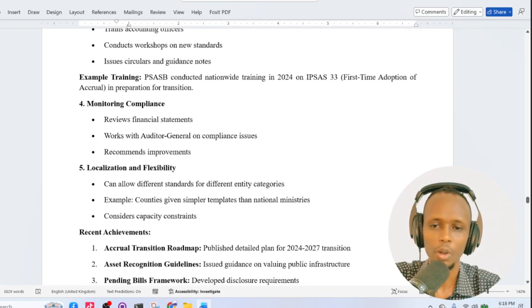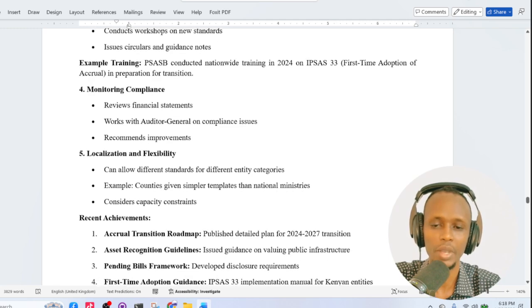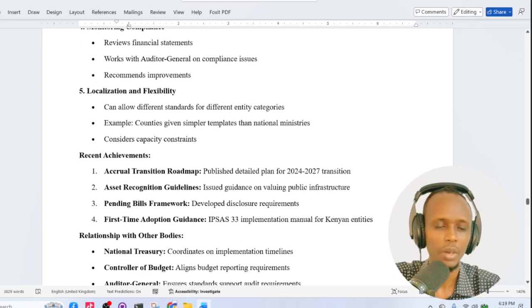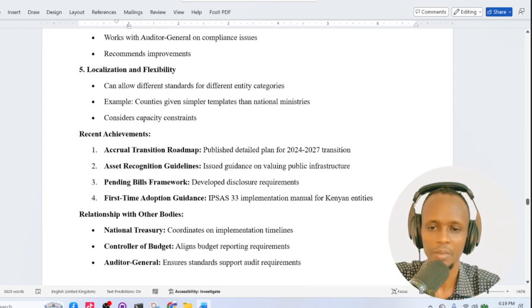So monitoring compliance, reviews financial statements, work with the Auditor General on compliance issues, recommends improvement. Localization and flexibility can allow different standards for different entity categories. Example, counties given simpler templates than national ministries. That was when we were applying the cash basis, but currently most of the entities will apply accrual, and therefore our templates will be standardized.